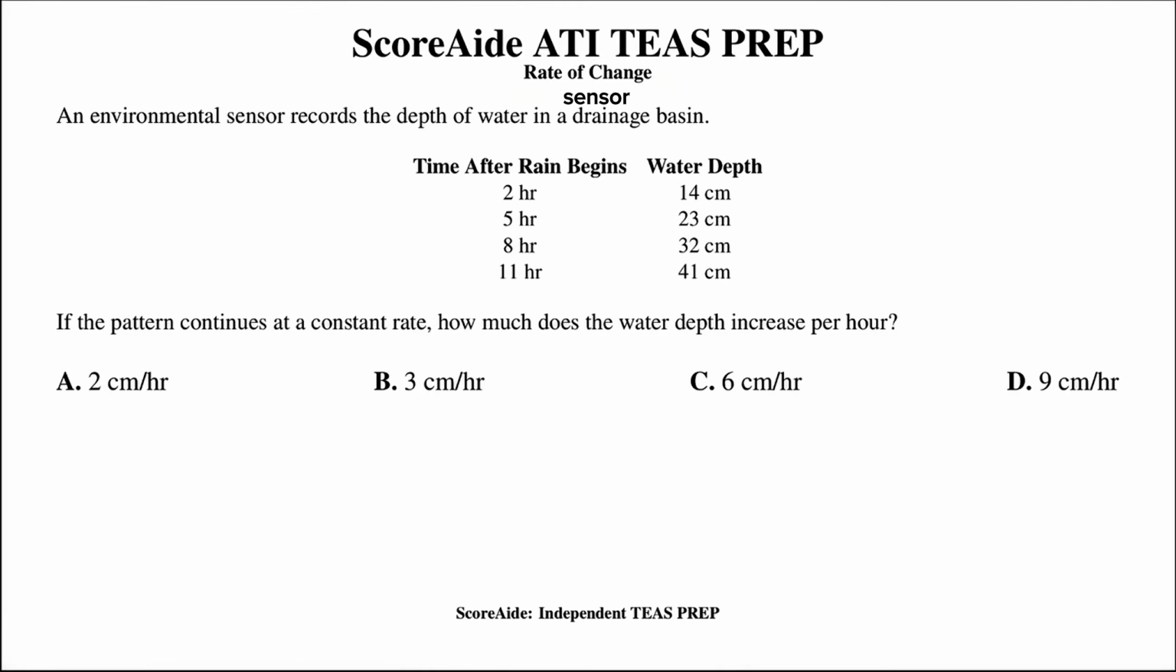An environmental sensor records the depth of water in a drainage basin. So we have time after rain begins and water depth, right? So we have all that data there. If the pattern continues at a constant rate, how much does the water depth increase per hour? Somebody would just say 23 minus 14 and it's 9 centimeters, and they will go ahead and take D, which is wrong, right?